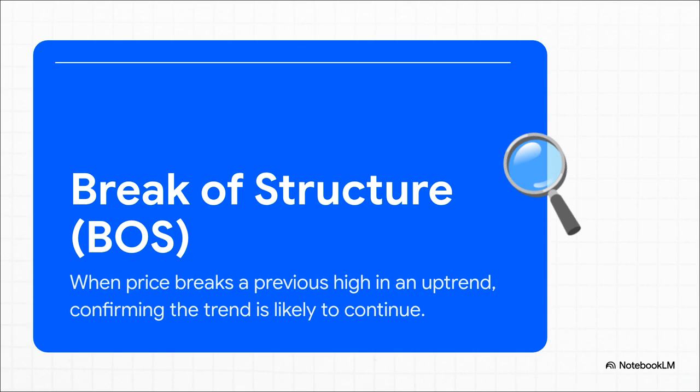And that confirmation signal has a name. It's called a break of structure, or just BOS for short. It's incredibly simple, but so powerful. In an uptrend, every time the price breaks through a previous high point, that's a BOS. It's the market's way of telling you, hey, the buyers are absolutely still in charge here and we're heading higher. And of course, the exact opposite is true for a downtrend.